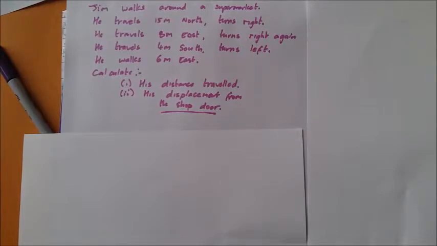Then he turns right. 8 metres east, turns right. 4 metres south, turns left. 6 metres east. Two things have happened since Jim walked in the shop. He's travelled a certain distance, but he's also had a displacement of a certain distance from the door.